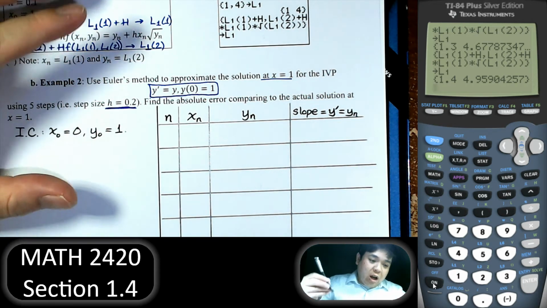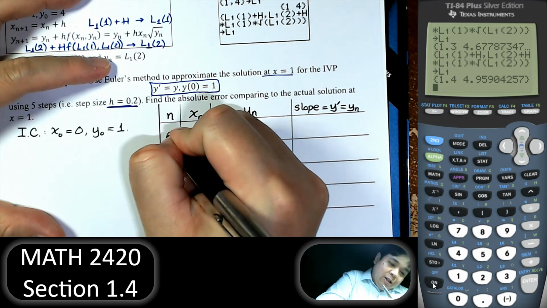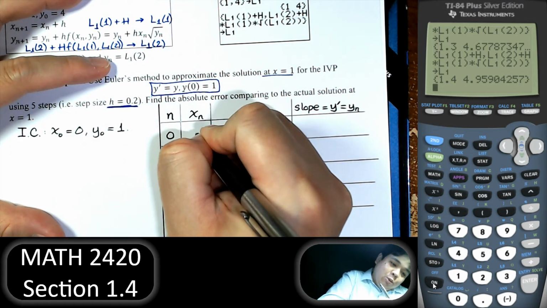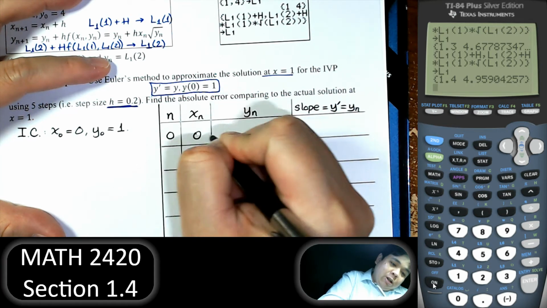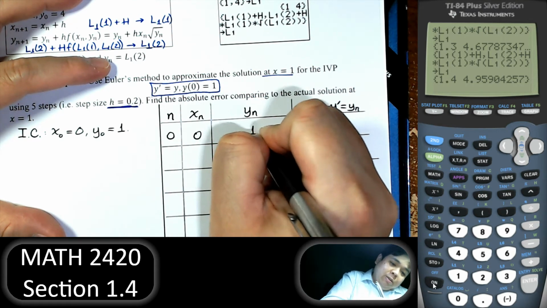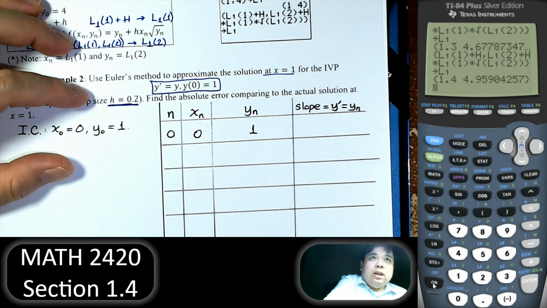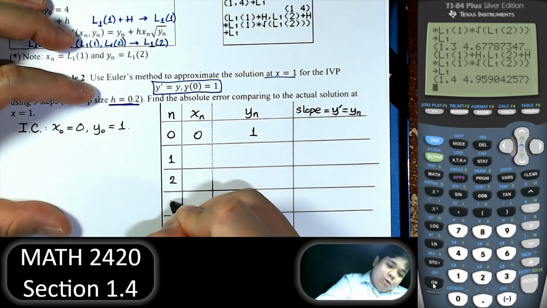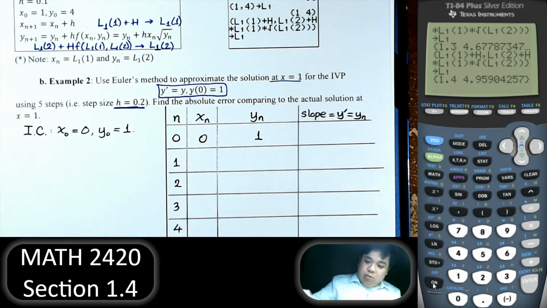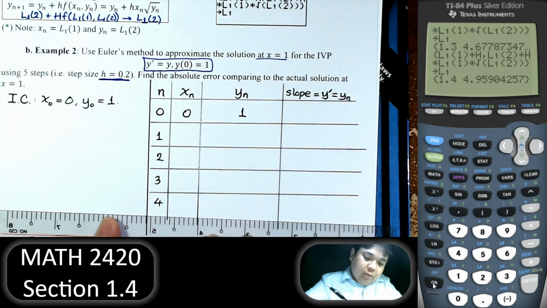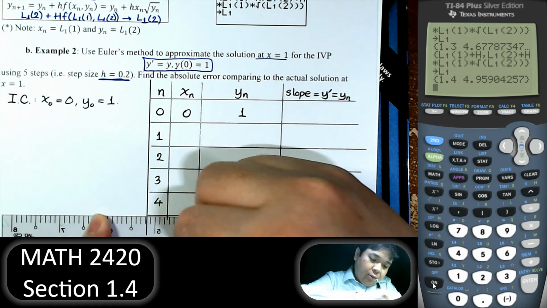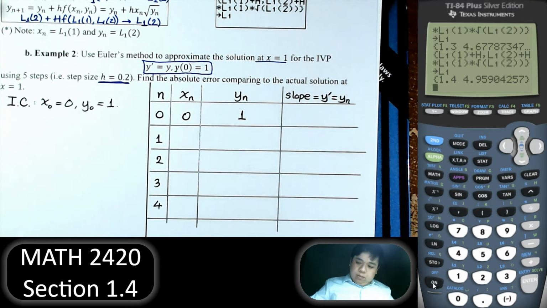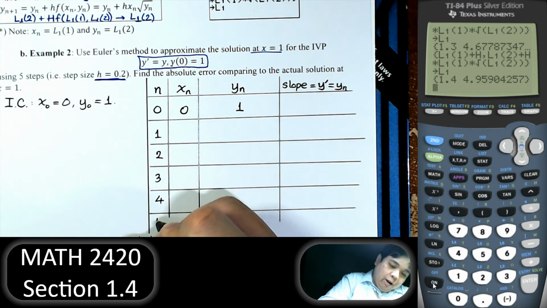Right. So we start with initial condition. x naught equal to 0, y naught equal to 1. We'll just keep going. 1, 2, 3, 4. Actually, we need one more. 5.